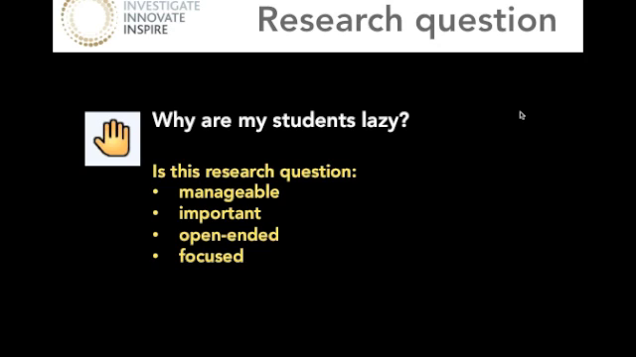Well, if I start at the bottom, it's not focused on anything. So, why are they lazy? When are they lazy? Where are they lazy? It's completely subjective. They might be lazy in PE, but they're fine in music or whatever. But it's one person's opinion of laziness. Lazy is such a... I mean, this is not a research question.